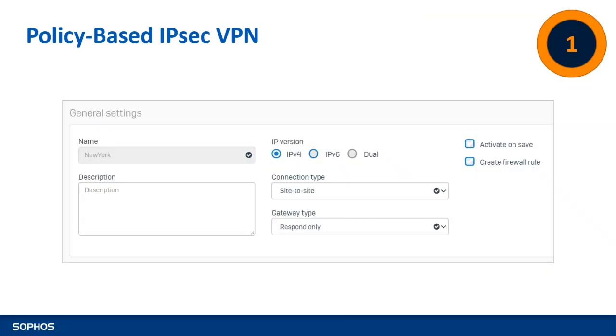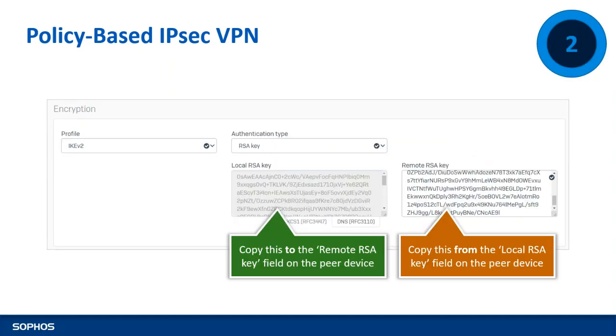So let's walk through the configuration created by the wizard. In the general settings, you can choose between IPv4 and IPv6, and whether Sophos Firewall should only respond to VPN requests or try to initiate them. When you create a new VPN, you can also choose to have the firewall automatically create the firewall rules, although these will be fairly general and need to be reviewed.